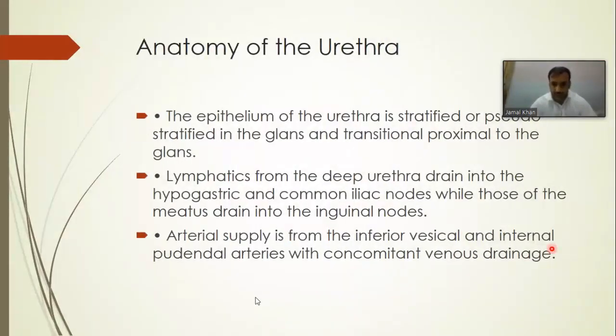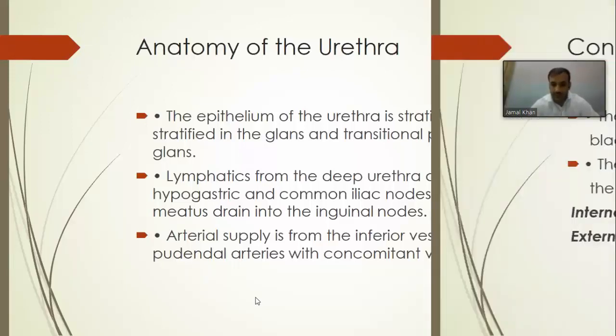Anatomy of the urethra. The epithelium of the urethra is stratified or pseudo-stratified in the glands and transitional proximal to the glands. Lymphatics from the deep urethra drain into the iliac lymph nodes, while those of the distal urethra drain into the inguinal nodes. The arterial supply is from the inferior vesical and internal pudendal arteries with concomitant venous drainage.